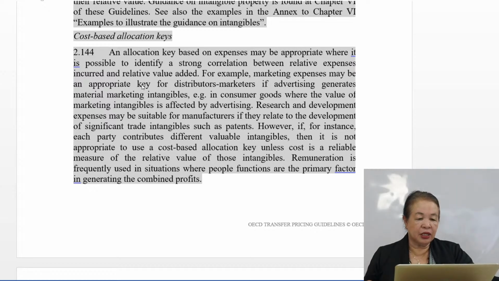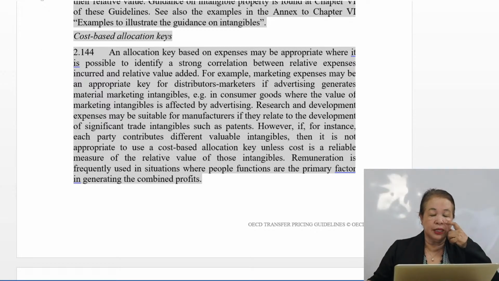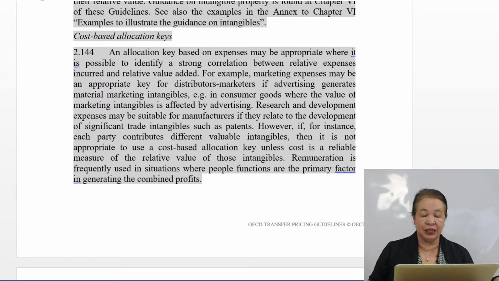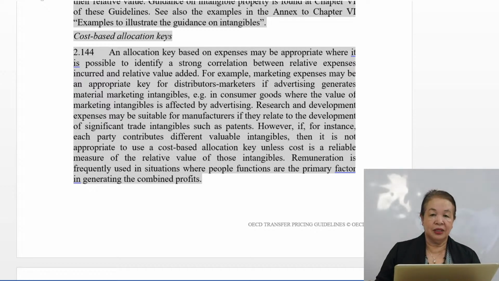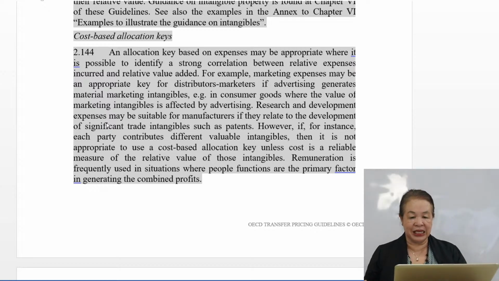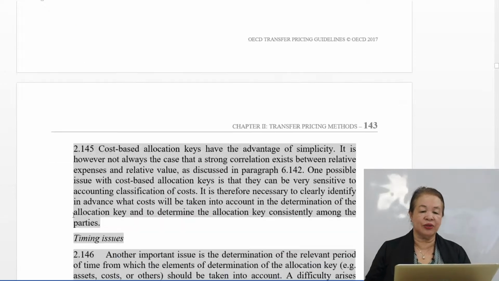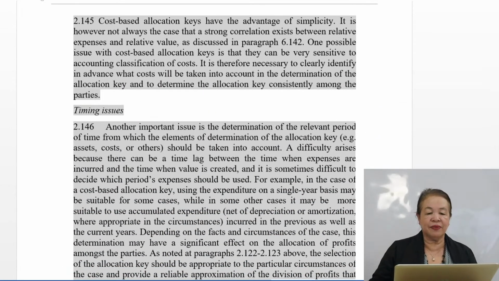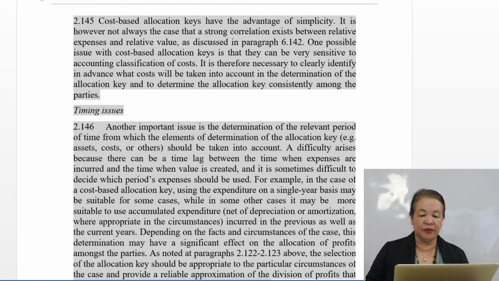So yun yung sa cost-based allocation K. Yung gastos mo, yun na yung ginamit mo na basis para mas malaki din yung share mo in the profit of the group. Cost-based allocation K have the advantage of simplicity. So it is, however, not always the case that a strong correlation exists between relative expenses and relative value as discussed in paragraph 6.142.